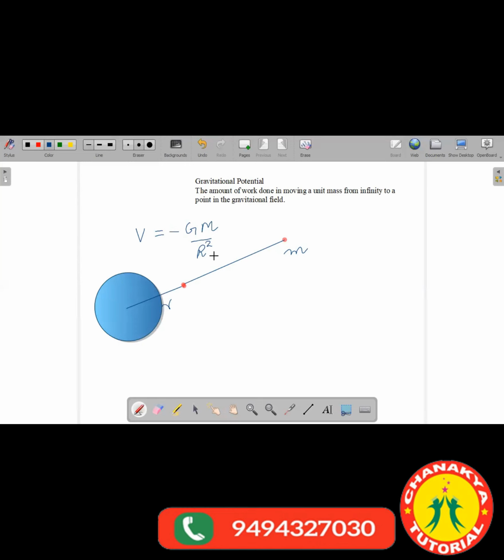It is always negative. That means no work is done in bringing a mass from infinity to a point in the gravitational field. Hence this gravitational potential is negative. In a similar way, we find the gravitational potential energy. The gravitational potential is given as work done from infinity to a point r per unit mass. And the gravitational potential energy is given as mass times the gravitational potential. So depending on this concept, we'll move further.